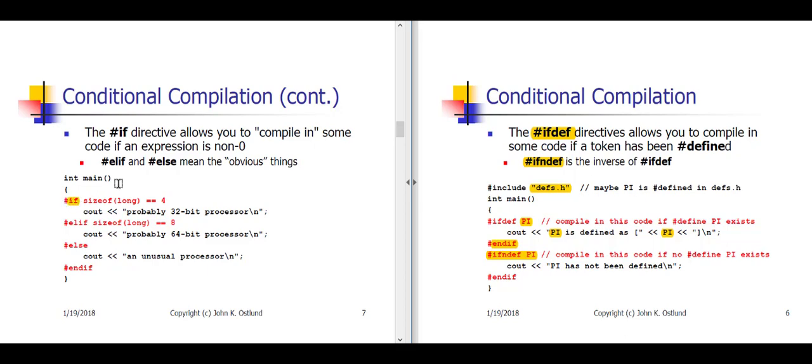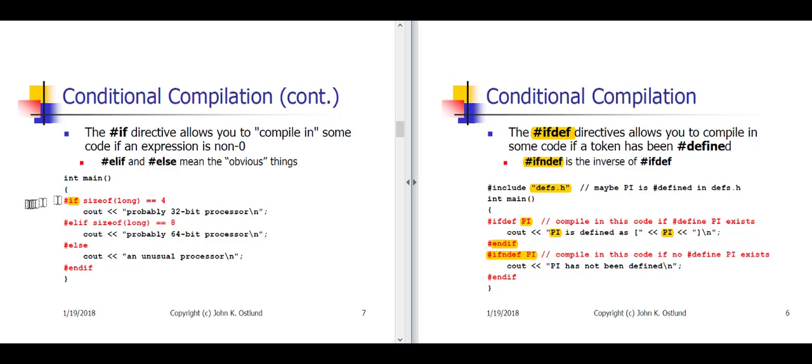Now, whereas ifdef and ifndef are controlled by whether some token has been in a pound define directive or not, pound if evaluates some expression to determine whether that expression is 0 or non-zero. For example, let's suppose that we have a program that needs to execute different code depending on whether the number of bytes in a long is 4 or 8 or something else.